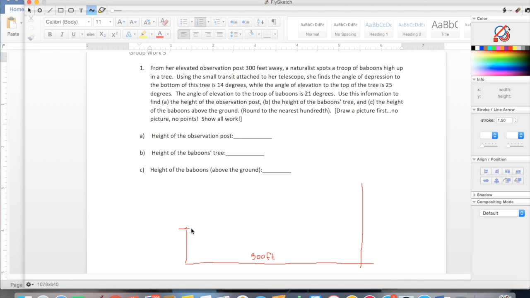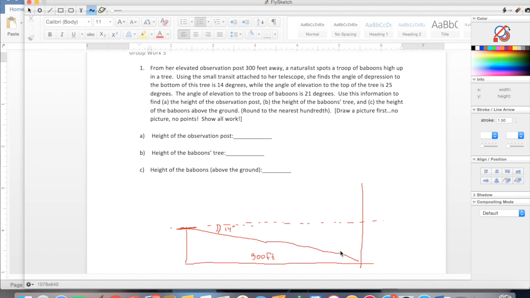So if this is her platform where she is, and it says that she finds the angle of depression to the bottom of the tree from there, then that means that the angle has to come off of a horizontal line. So the angle of depression is going to come down this way. I'm just going to have a hard time drawing it. Again, it's coming off of the horizontal line, so the angle of depression is actually right here. So this is 14 degrees.